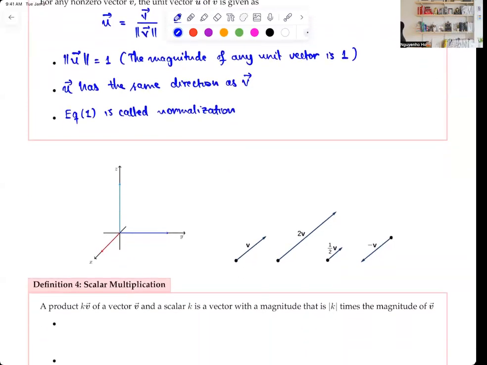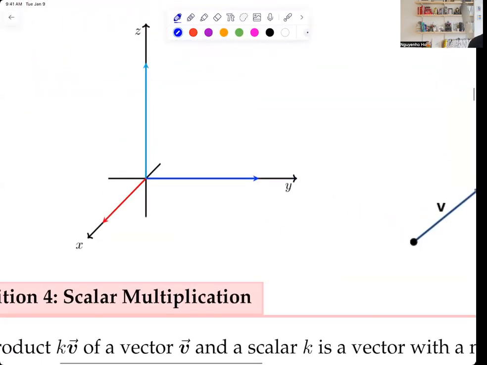So in three-dimensional space, you have the standard unit vectors, right? So i is the standard unit vector for the x direction, j is the standard unit vector for the y direction, and k is the standard unit vector for the z direction. So here, if I zoom in, this is i. We use a different color here.